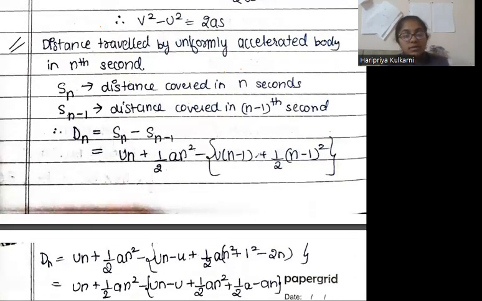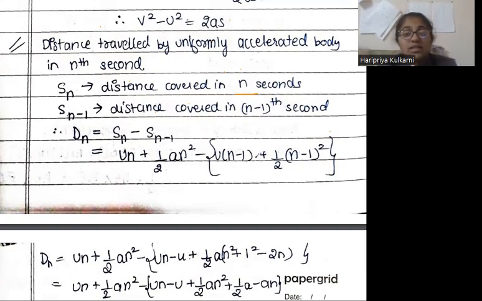Okay, now coming to distance traveled by a uniformly accelerated body in the nth second. Okay, so finding the distance traveled by a uniformly accelerated body in some nth second. So Sn is the distance covered in n seconds. Okay, I'm covering a distance of 1 kilometer in 2 seconds, let's assume. Okay, so here Sn would be what? 1 kilometer, right? And n is 2 seconds. Okay, similarly, Sn minus 1 is the distance covered in n minus 1 second, right? So what is dn? Dn is the distance traveled in nth second, that is the last second.